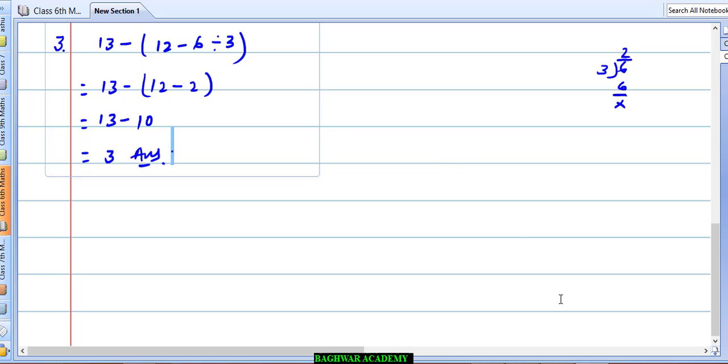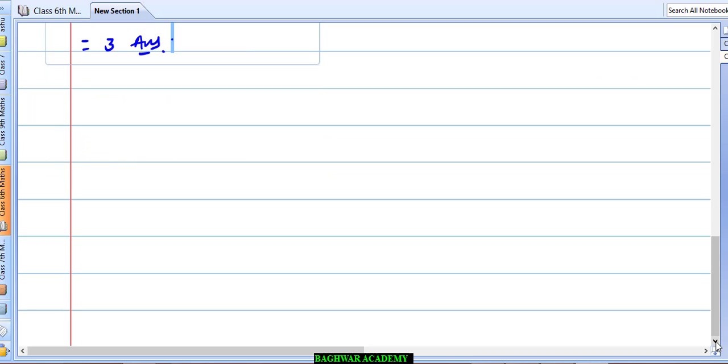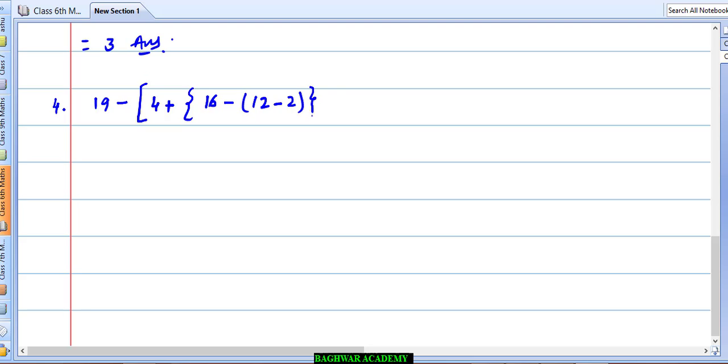Next question we will see. Next question we have question number 4. Here you see we have 19 minus big bracket we have 4 plus curly bracket open 16 minus small bracket open 12 minus 2 small bracket closed, curly bracket closed and big bracket closed. How we'll solve this question? So easy it is, just you see.